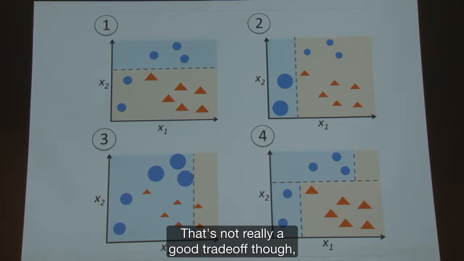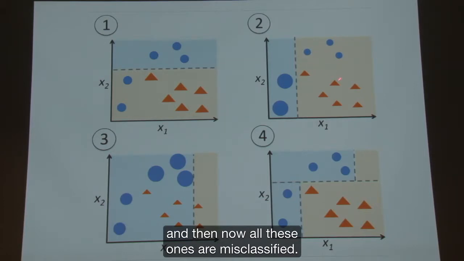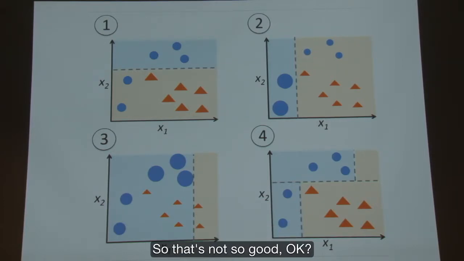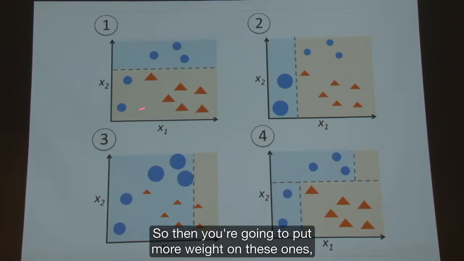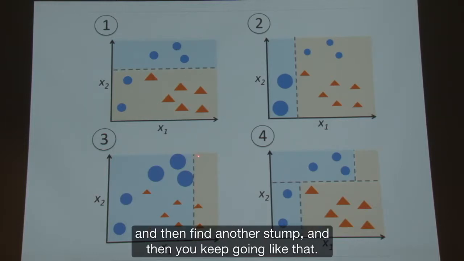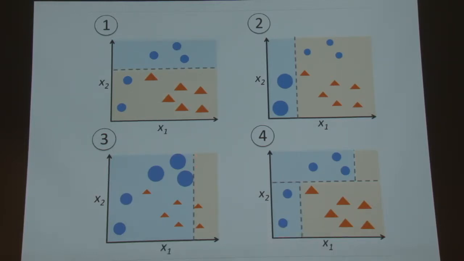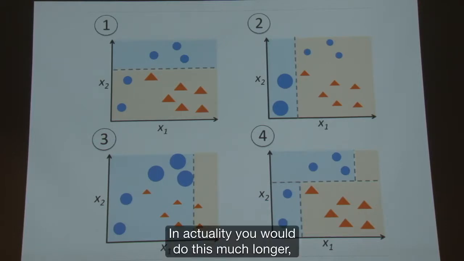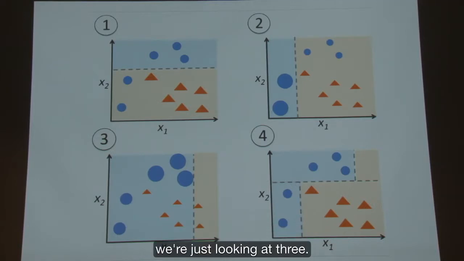That's not really a good trade-off, though, because you got these ones right now, but all of these ones are misclassified. So that's not so good. Then you're going to put more weight on these ones, because you got those wrong. So it increases the weight on these ones, finds another stump, and then you keep going like that. In actuality, you would do this much longer, but just for the sake of having a simple picture, we're just looking at 3.